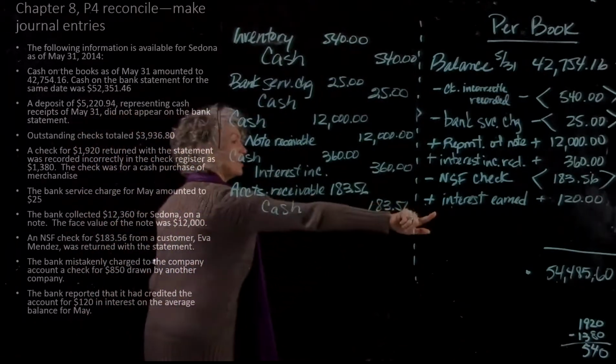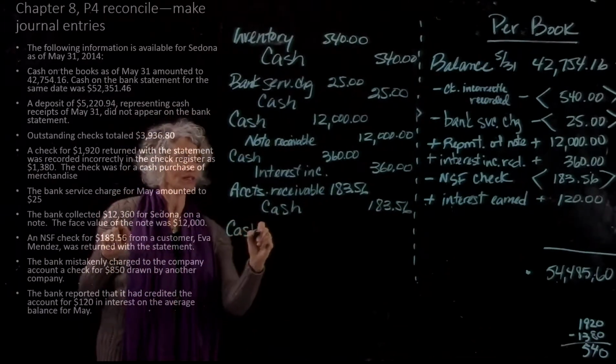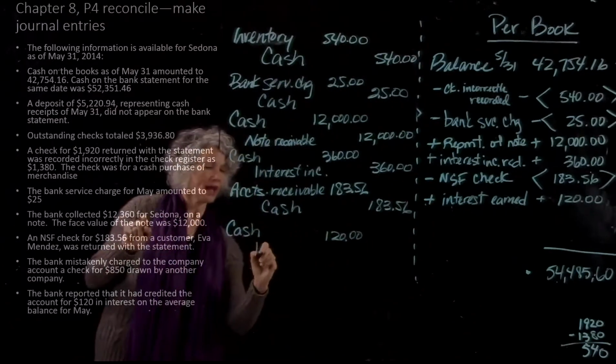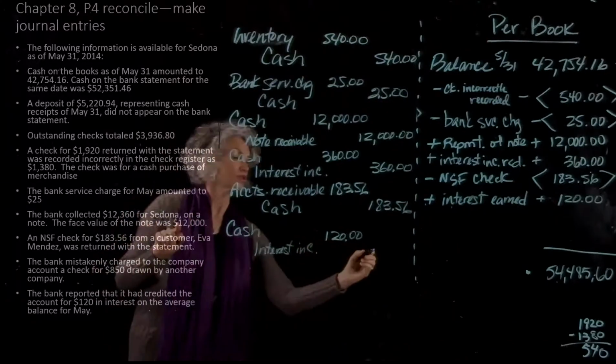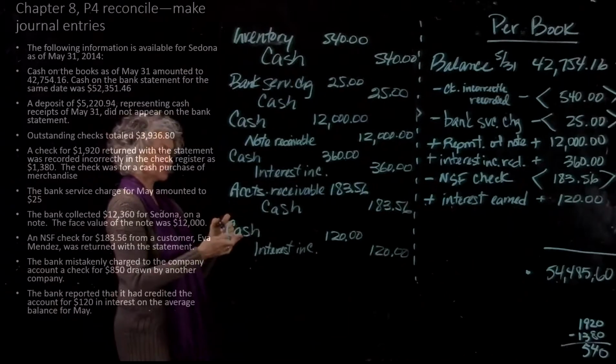And then the last thing, we got interest. So cash, we need to increase cash for 120 and record that in interest income. So see, we got two sources of interest income with this bank statement, okay?